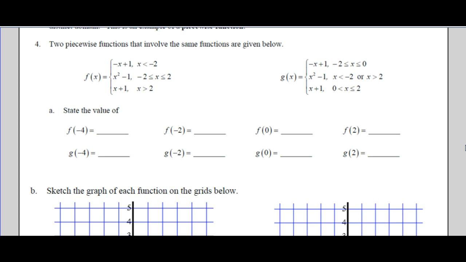Toss out a value. The number? 5. Okay, so you say, oh, okay, I'm using this. So this is when x is less than negative 2, I'm using this function. And so it's negative negative 4, which is 4 plus 1, is 5. What about f at negative 2? What's the value?